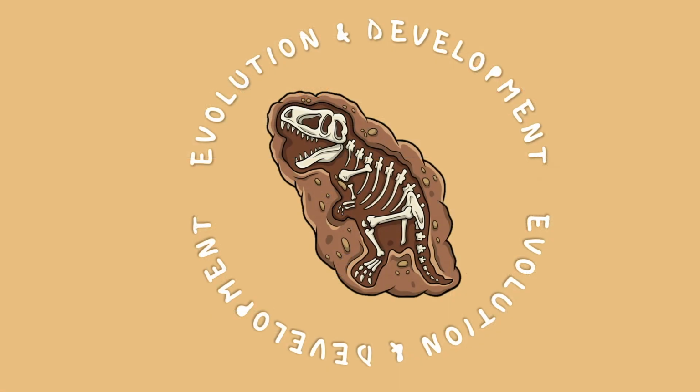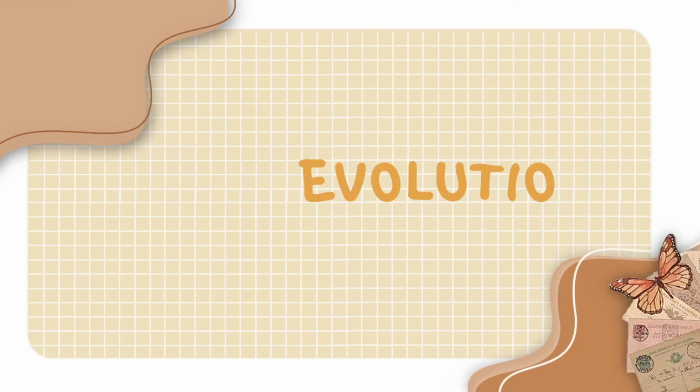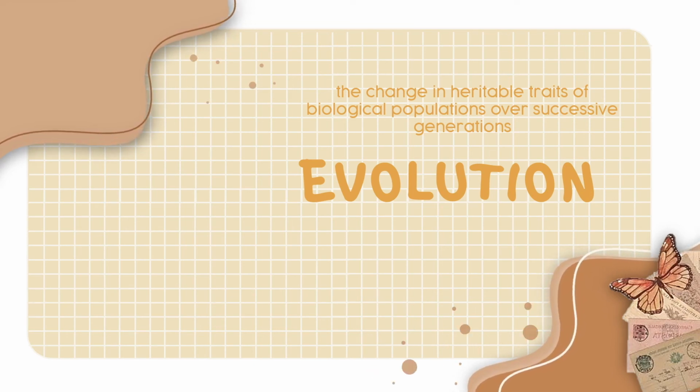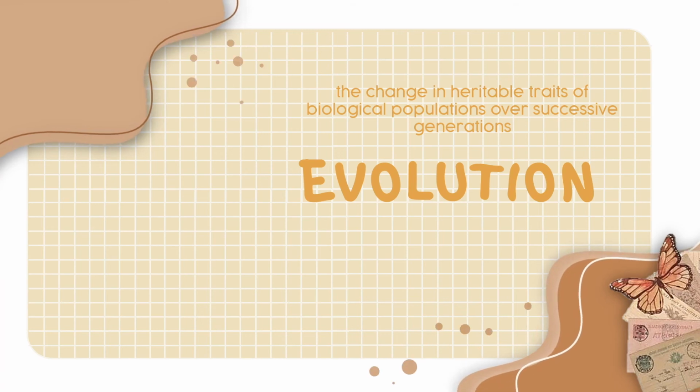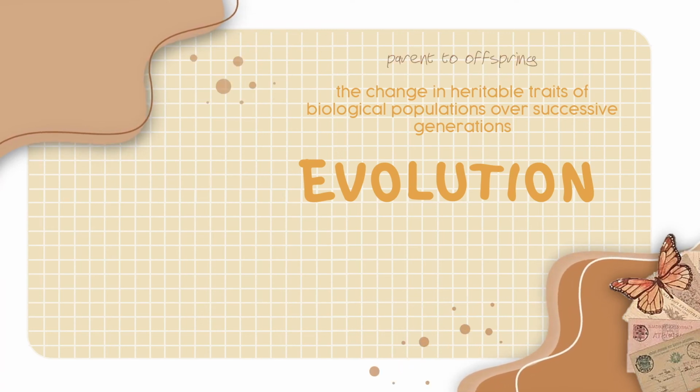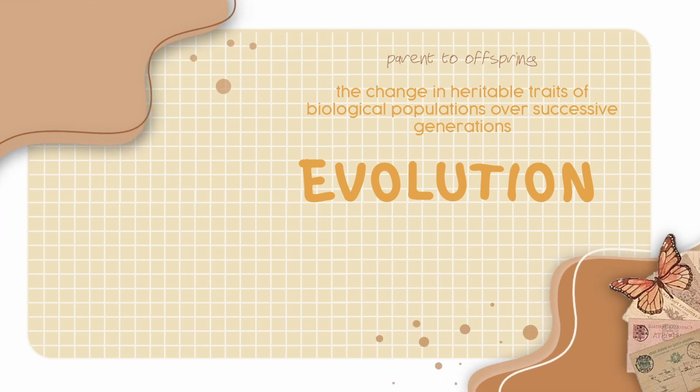Evolution and development. Before talking about derived characters, let us first talk about evolution. Evolution is the change in heritable traits of biological populations over successive generations. These traits are the expressions of genes that are passed on from parent to offspring during reproduction.